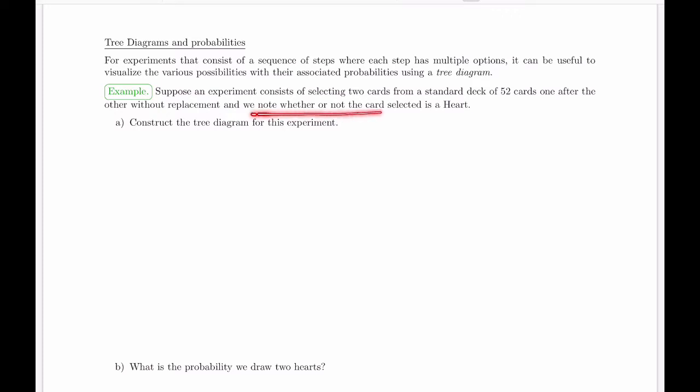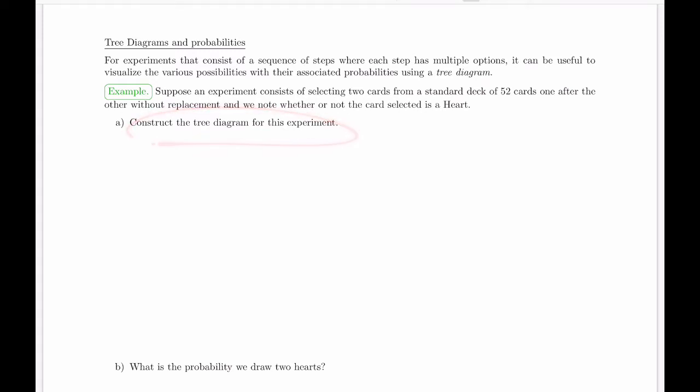What we're going to note is whether or not the card selected at step 1 and then at step 2 is a heart. For those of you who are not familiar with a deck of cards, heart is one of the suits. So there's 4 suits altogether: hearts, diamonds, spades, and clubs. Here, we're going to be only interested in whether the selected card is a heart or not.